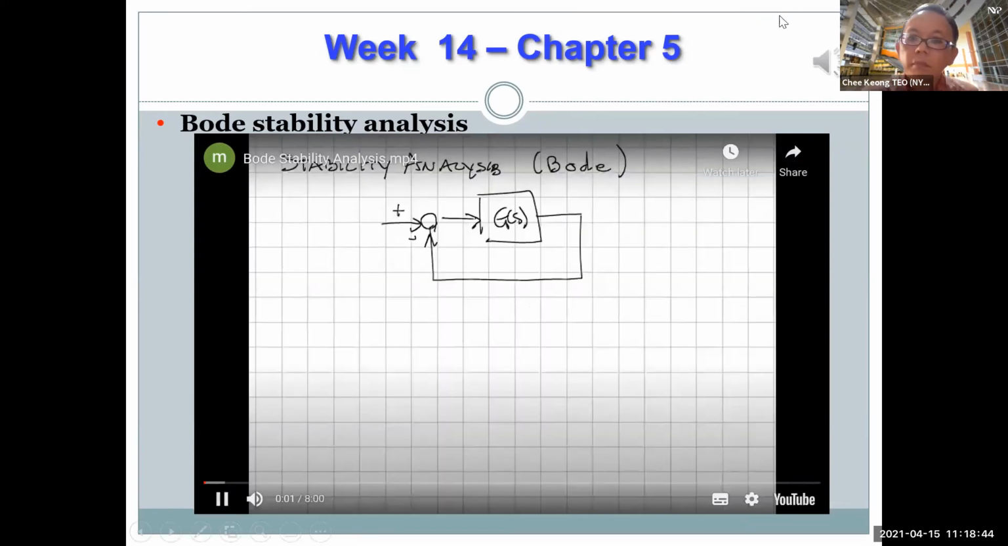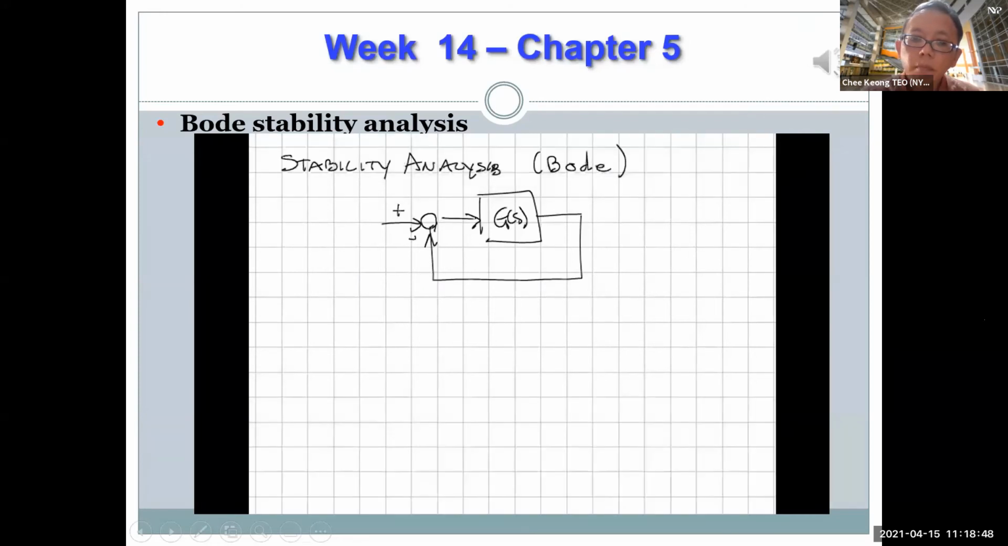You can perform stability analysis on a Bode plot under these conditions. First, you assume that you have the Bode plot of the open loop system, so just G of S. Then you assume that the system will be in negative unity feedback, and you assume that G of S is stable. So you assume no poles or zeros in the right half plane.